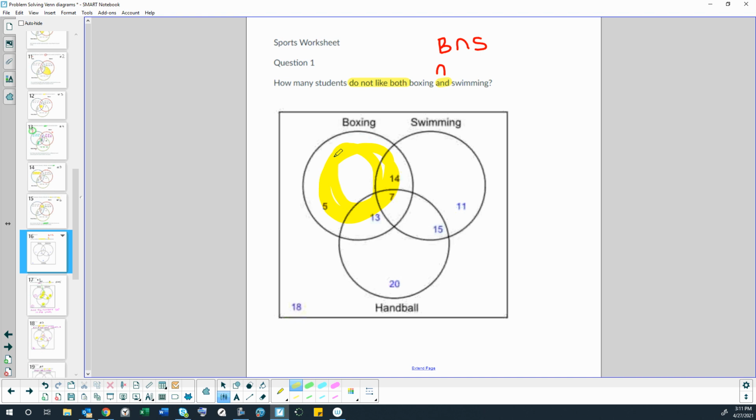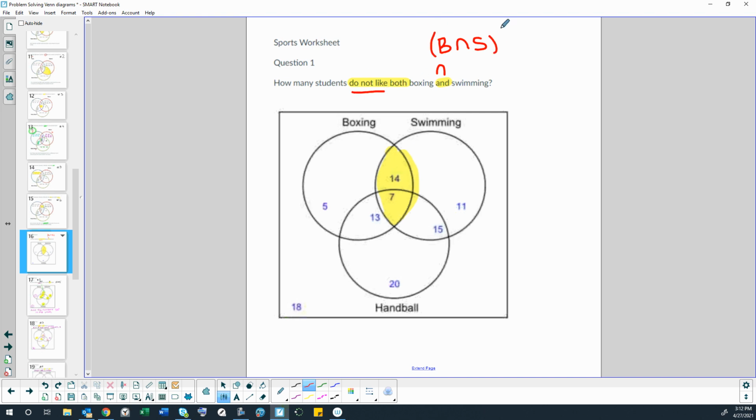So B and S would be everything in this circle, boxing. Oops, I did that wrong, didn't I? This is "and." Yes, it looks sort of like an A, but it means intersection. So intersection is just the middle, remember? Now, is that the answer to the question? 14 plus 7, 21? No, it's not, because this question is how many do not like both boxing and swimming.